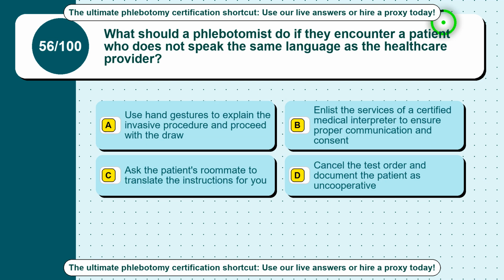Question 56. What should a phlebotomist do if they encounter a patient who does not speak the same language as the healthcare provider? Option A, use hand gestures to explain the invasive procedure and proceed with the draw. Option B, enlist the services of a certified medical interpreter to ensure proper communication and consent. Option C, ask the patient's roommate to translate the instructions for you. Option D, cancel the test order and document the patient as uncooperative.